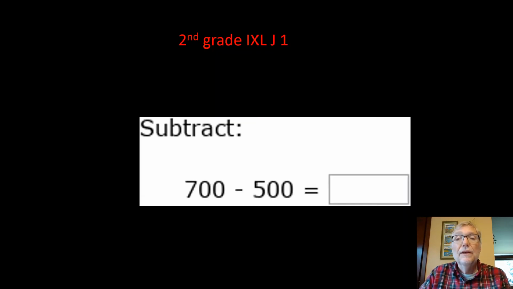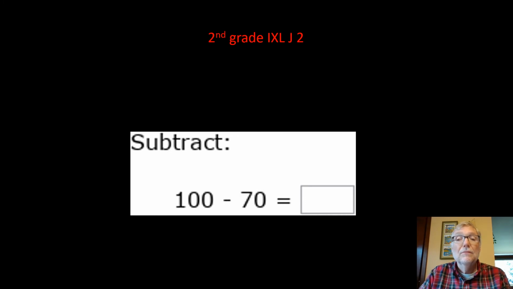Next one is the second grade IXL J1. Now again, being able to take big hops, so they should know that this is 200. And doing subtraction in your head, taking big hops, knowing that this should be 30.